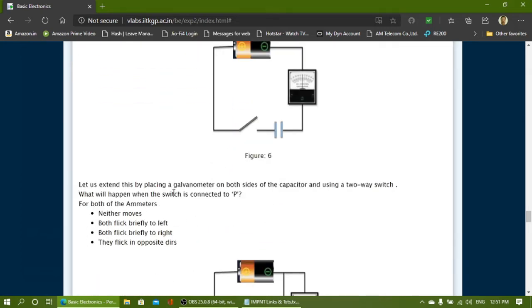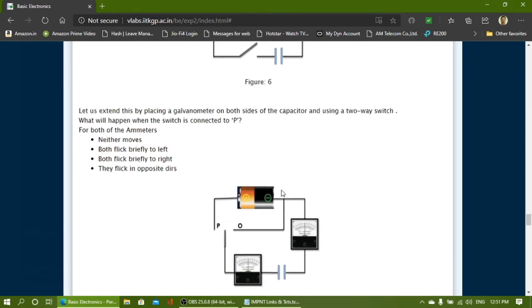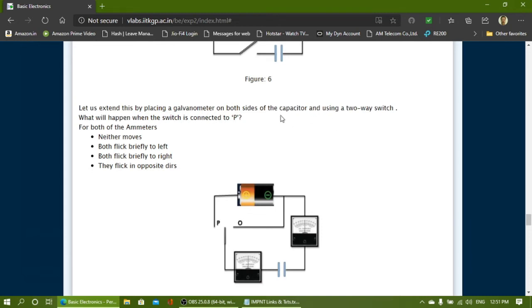Let's extend this by placing another galvanometer on the other side of the capacitor and using a two-way switch, with two positions, P and Q. What will happen when the switch is connected to P? The capacitor will start taking charge. So find out which condition is correct.